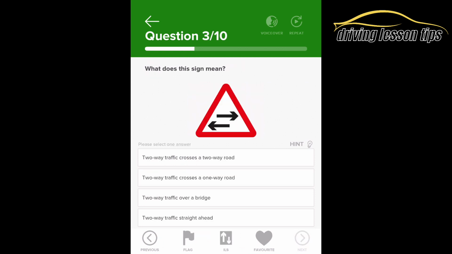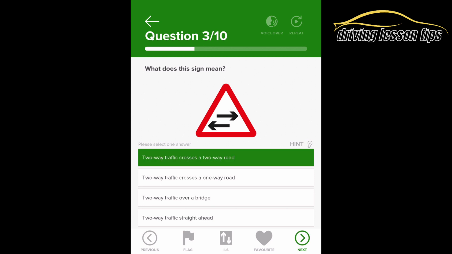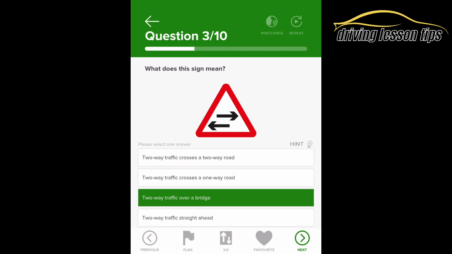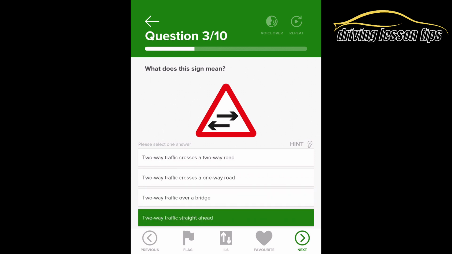Question number 3. What does this sign mean? A, two-way traffic crosses a two-way road. B, two-way traffic crosses a one-way road. C, two-way traffic over a bridge. Or D, two-way traffic straight ahead.